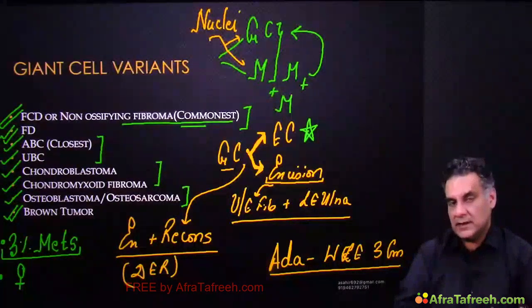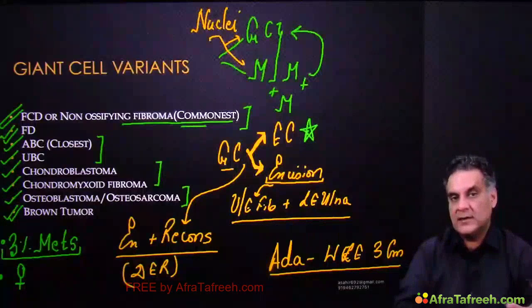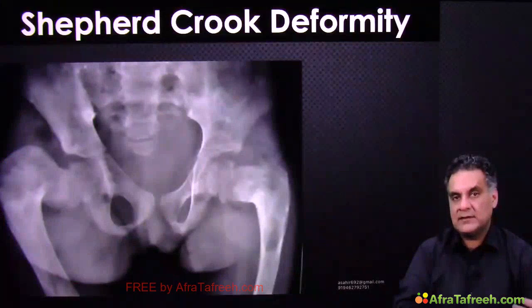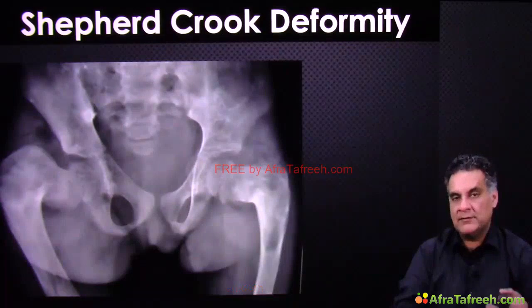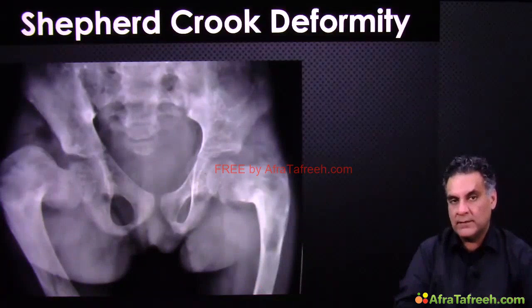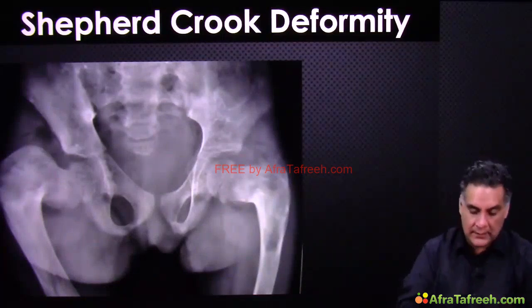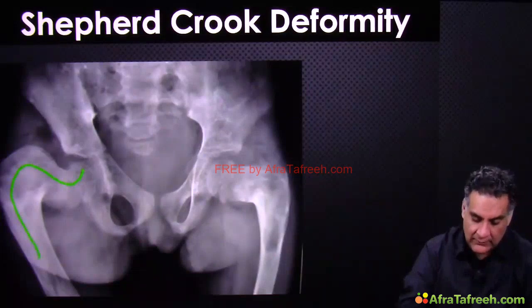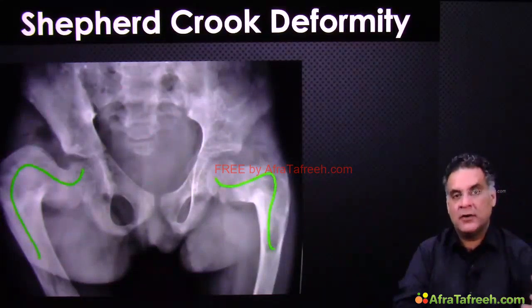Bone tumors are more common in males. But there are 2 tumors which are more common in females. One is giant cell tumor, G for girls, G for GCT. Second is fibrous dysplasia, F for females, F for fibrous dysplasia. In fibrous dysplasia, which is a developmental malformation, the bone is replaced by the fibrous tissue. In fibrous dysplasia, the upper end of femur can be deformed like a stick of a shepherd, called as a shepherd crook deformity.